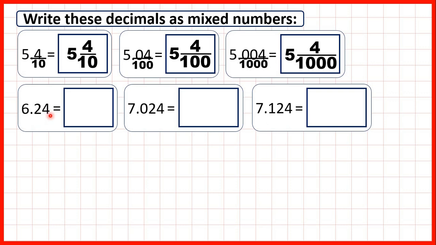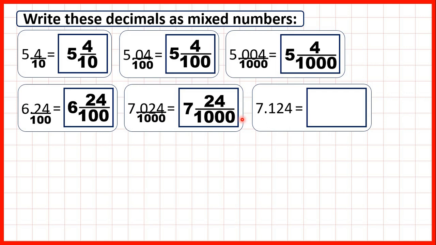There's two digits after the decimal point, so we can draw a line across and write a denominator of 100, so 2 zeros. So 6.24 is 6 and 24 hundredths. Now 7.024. There are three digits after the decimal point, so we can write a denominator of 1,000, so 3 zeros. That means 7.024 is 7 and 24 thousandths.